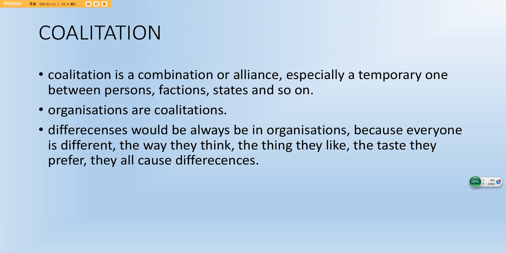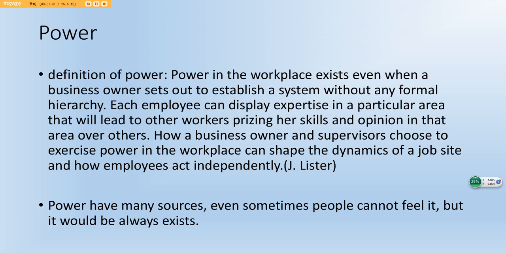So we're going to introduce coalition first. Obviously, a coalition is a combination or alliance, especially a temporary one, between persons, factions, states, and so on. Organizations are coalitions. Differences will always be in organizations because everyone is different: the way they think, the things they like, the tastes they prefer all cause differences.